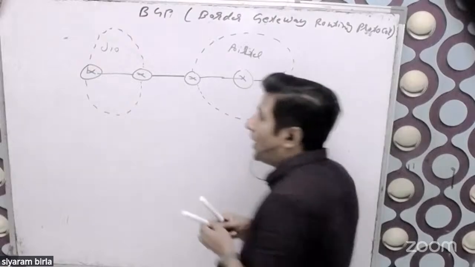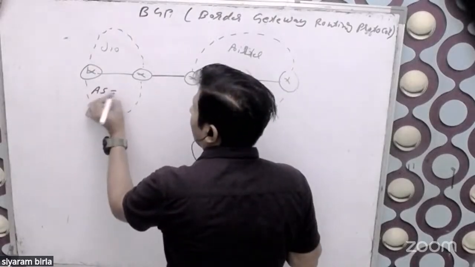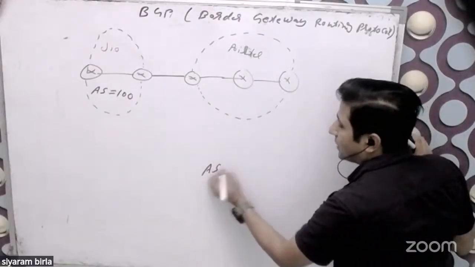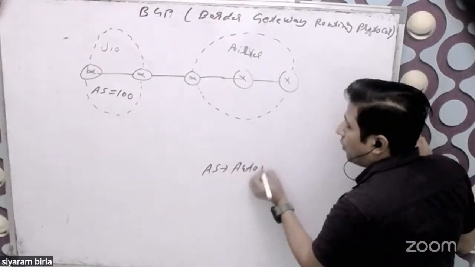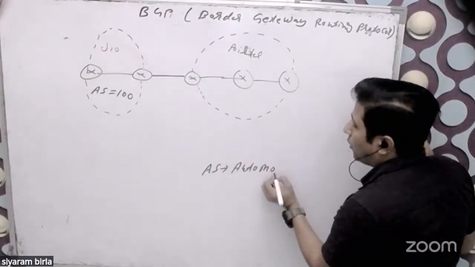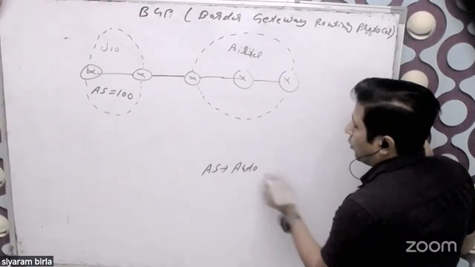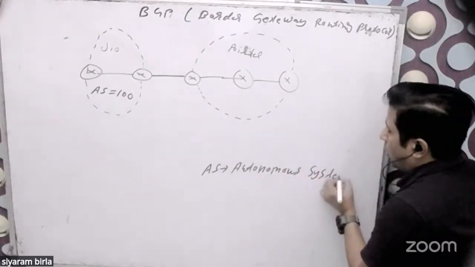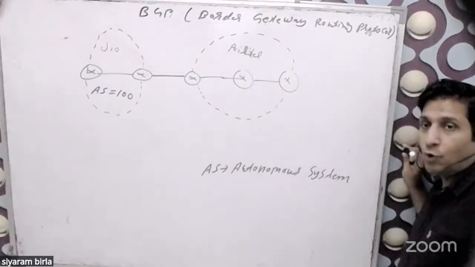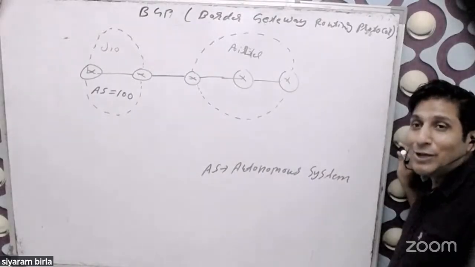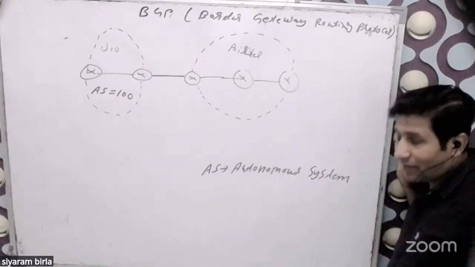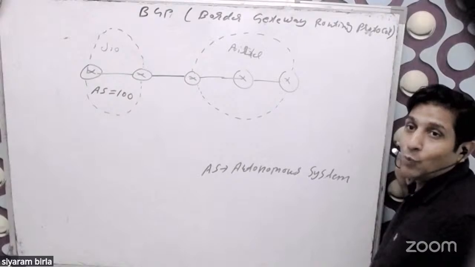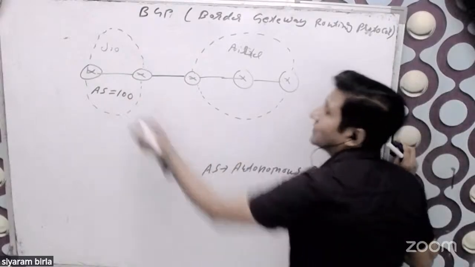In the internet, they use the AS number. What is the full form of AS number? Autonomous system. Every ISP, every enterprise, or any kind of network is identified using the AS number.